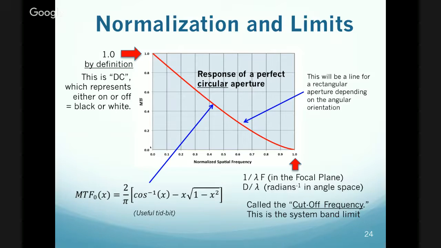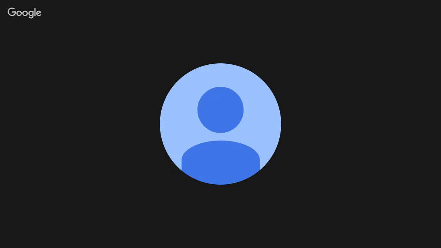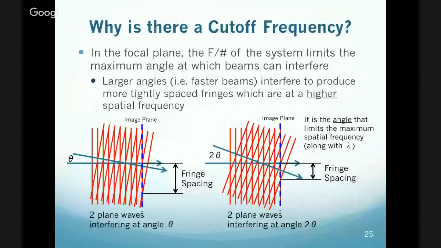So why is there a cutoff frequency? That's actually kind of easy to answer. In the focal plane, the F number of the system limits the maximum angle at which beams can interfere. For larger angles, they interfere to produce more tightly spaced fringes, which are at a higher spatial frequency. If you look at this diagram on the right, or either one of them, what I've drawn are just the crests of two interfering wavefronts. At a small angle, you can see they interfere to produce more broadly spaced fringes, whereas at a larger angle, the fringe spacing gets closer together.